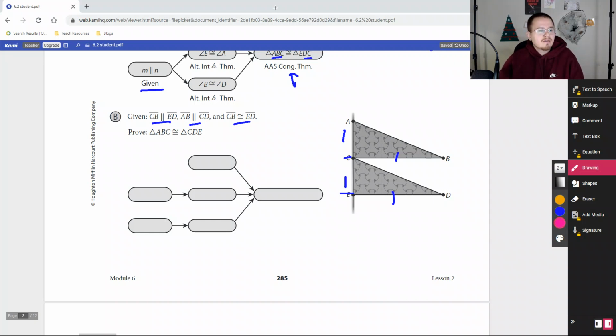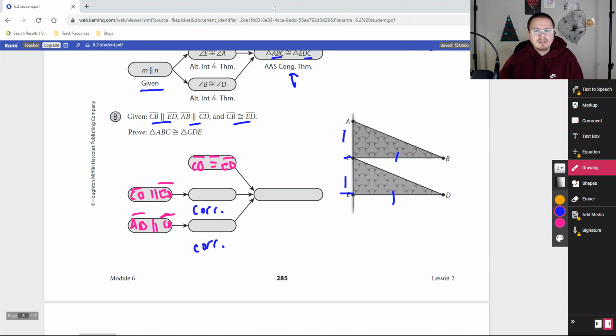So we have the different givens. So I'm just going to start plotting these. So the line segments being congruent, the line segments being parallel, the line segments being parallel. Alright. Corresponding angles theorem is our friend today.